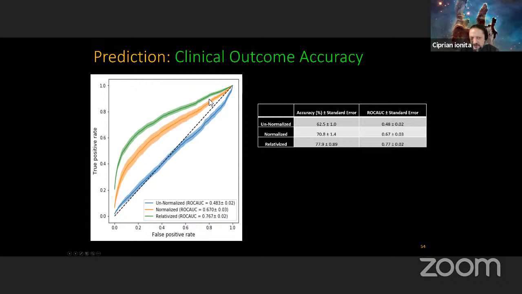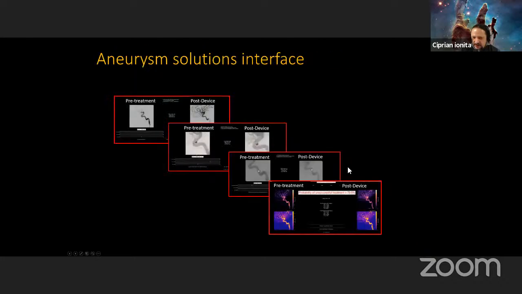Now, when you correct for injection, you get to a 0.67 area under the curve. When you also account for C-arm orientation and for foreshortening, you get to a 0.77 area under the curve.